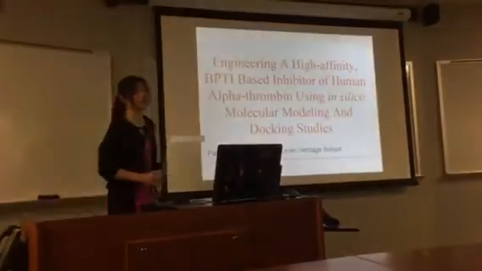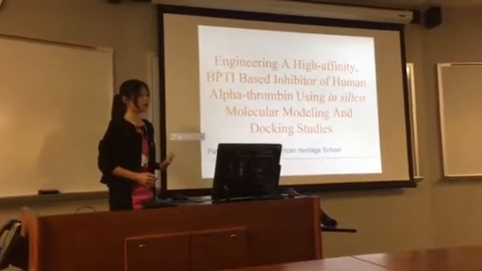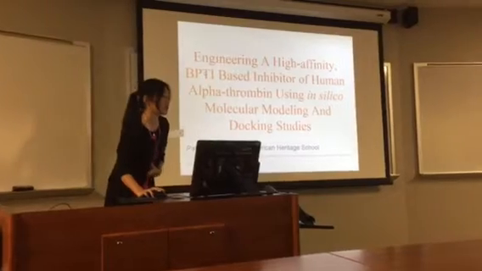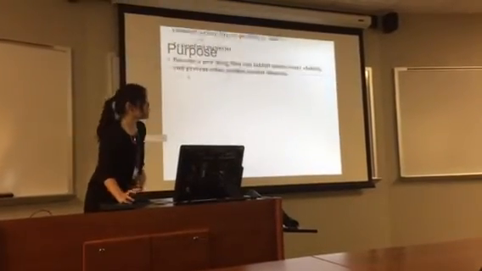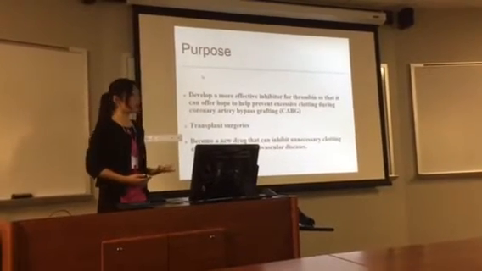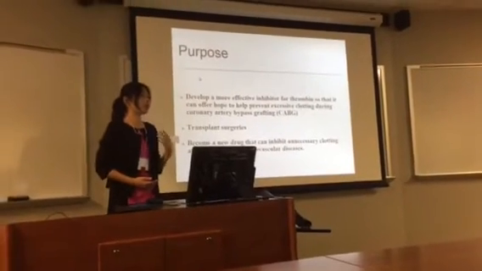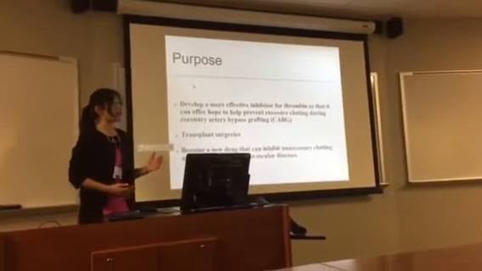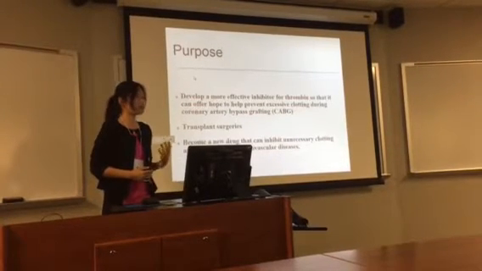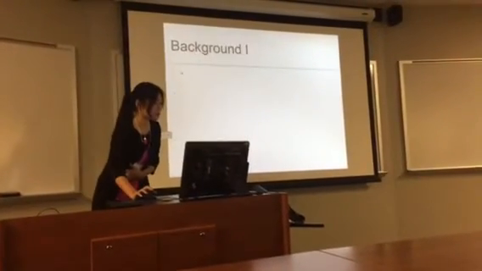Last summer, I did a drug design project by engineering a high-affinity BPTI-based inhibitor for human alpha-thrombin using in silico molecular modeling and docking study. My purpose is to develop a more effective inhibitor for thrombin so that it can offer hope to help prevent excessive clotting during CABG, which is coronary artery bypass grafting, and other transplant surgeries, and also become a new drug that can inhibit unnecessary excessive clotting and prevent other cardiovascular diseases.